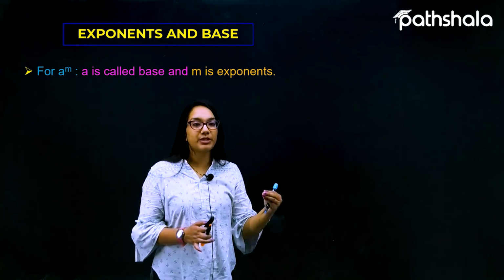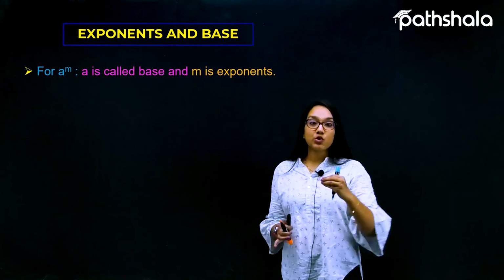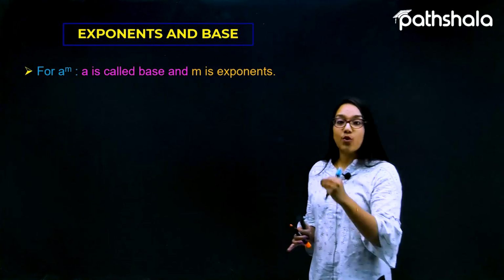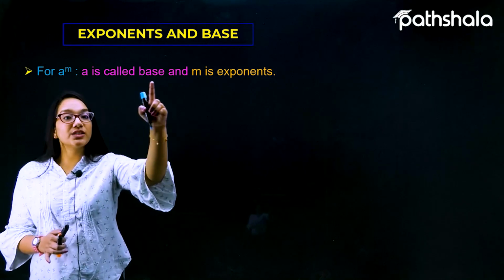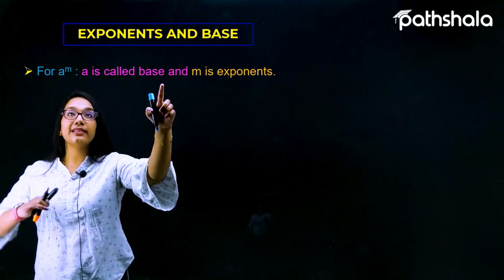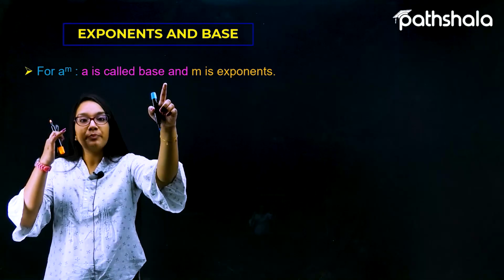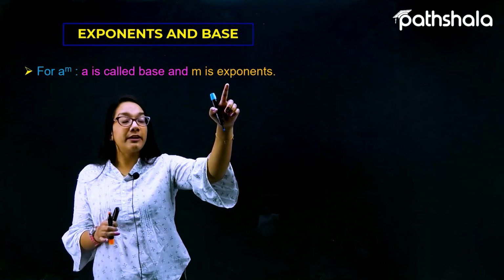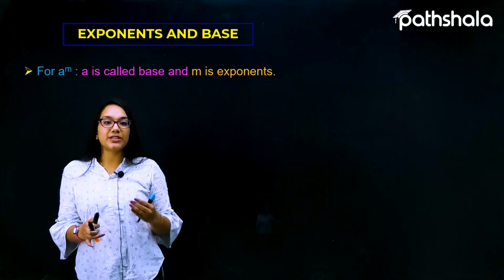So for any representation of the type a raised to the power m, a is always called the base, and m is called the exponent, which we can also call the power. So a is called the base and m is called the exponent.